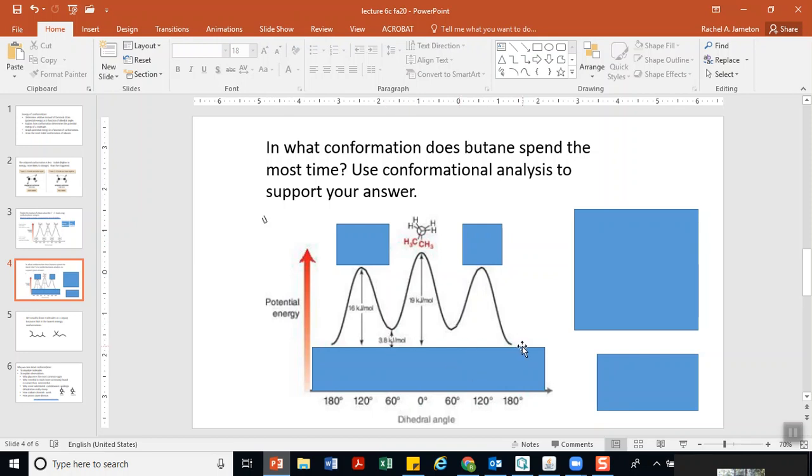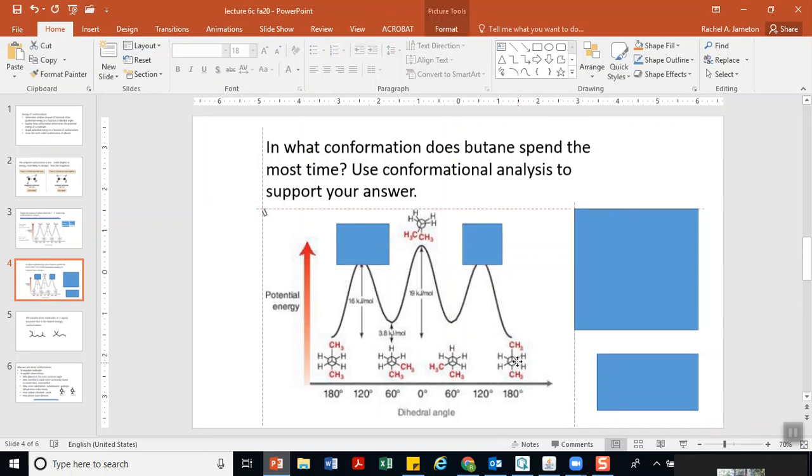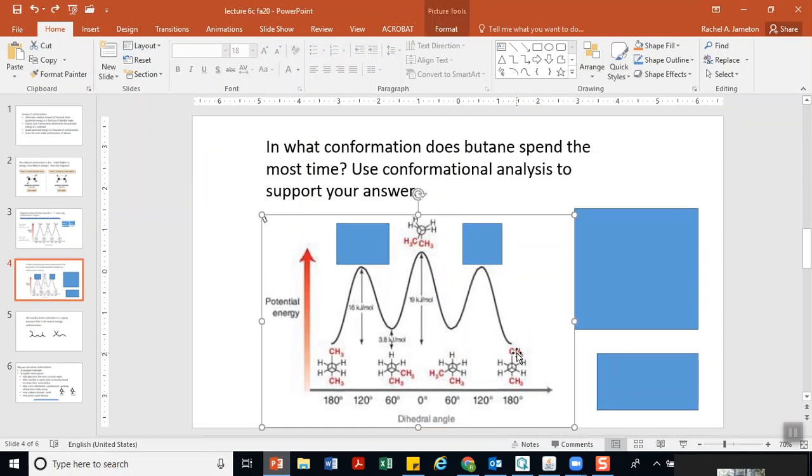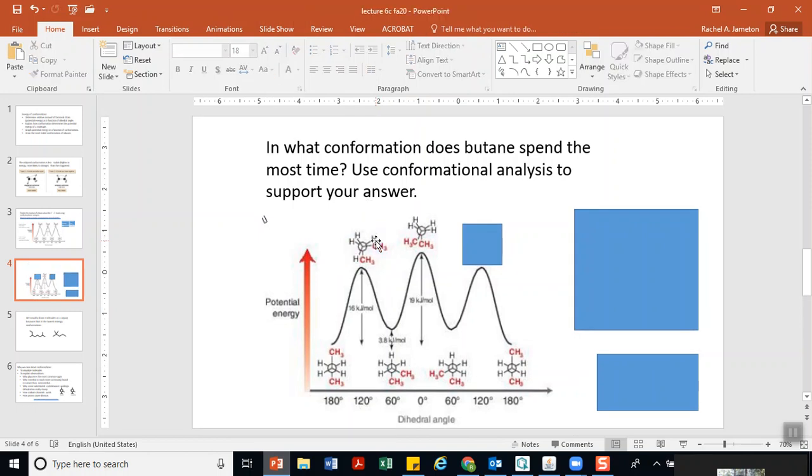And then we have this position where the methyl groups can be anti to one another, as far apart from each other as possible. And so that's going to be the lowest energy conformation. The gauche conformations are a little bit higher than that anti, and then we can also have eclipsing of the hydrogens and the methyls.